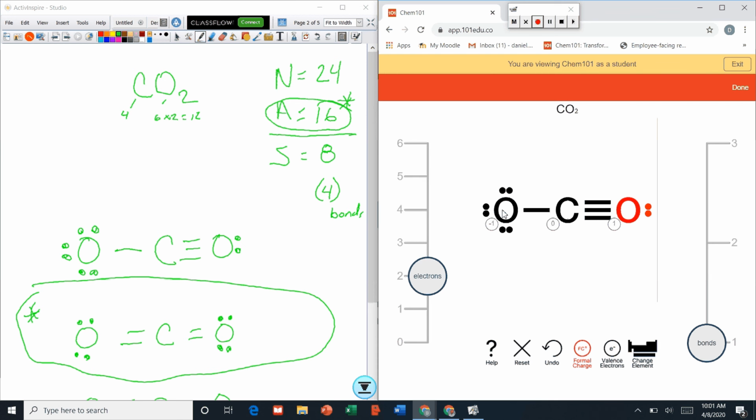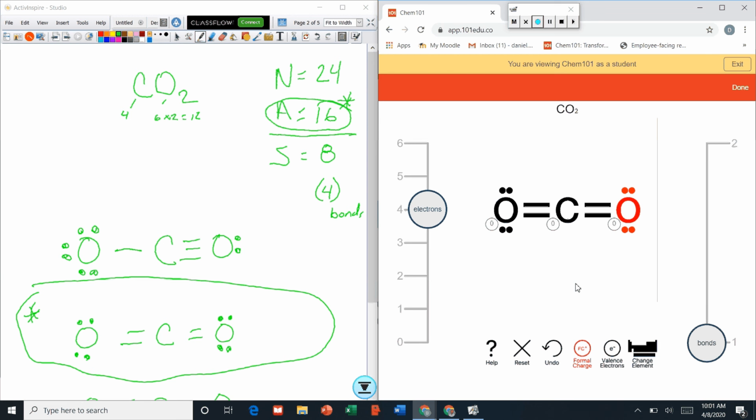So I'm going to click on this oxygen, and I'm going to drop it down to 4 electrons. And I'm going to change this bond to a double bond. And I'm going to go over to this one, change it to a double bond, and I'm going to give the 2 electrons that I just got rid of to that side. Notice what happens to the formal charge. They're all zeros on this one.